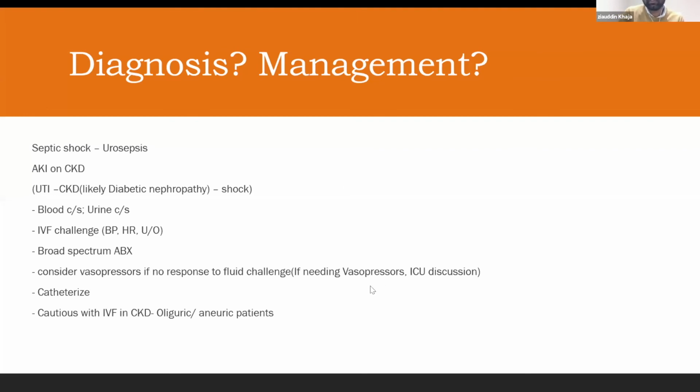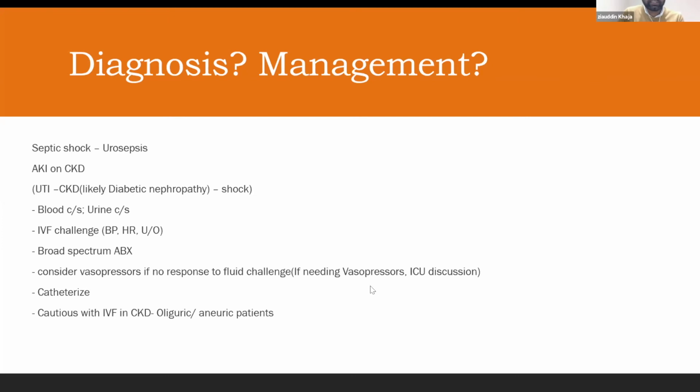Different EDs have different practices. I don't know how it is in Jerusalem, but when I worked in India and in China, we would start vasopressors in ED. It would be an ED decision, but here in Oxford, I see that it will be more of an ICU decision. Of course, you consider starting it, but here you discuss with ICU before you start any vasopressors.